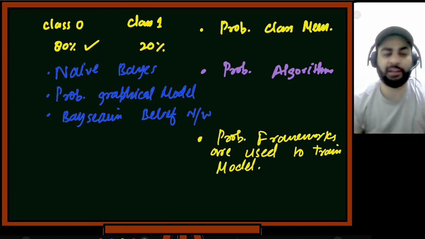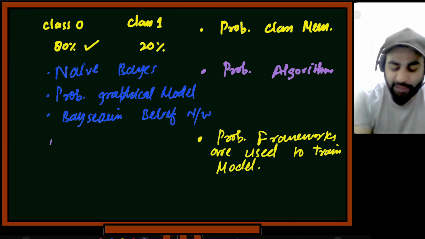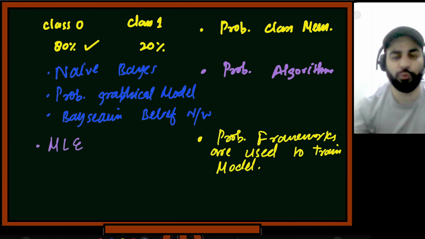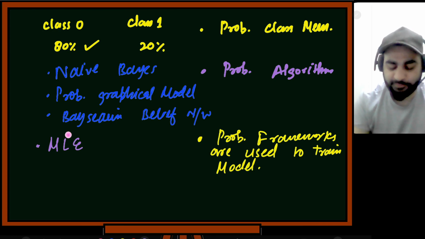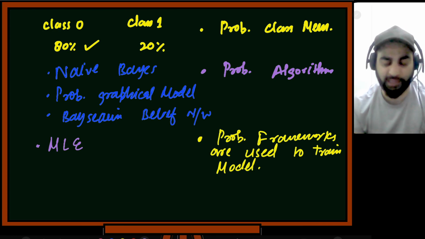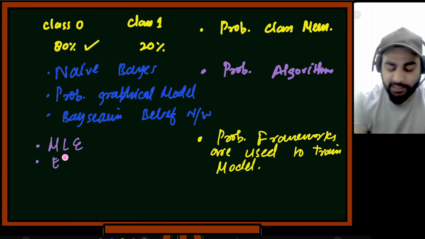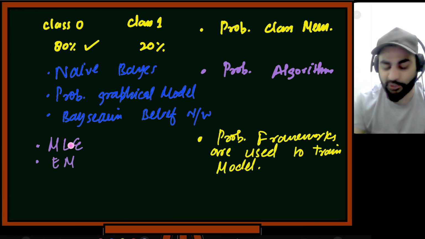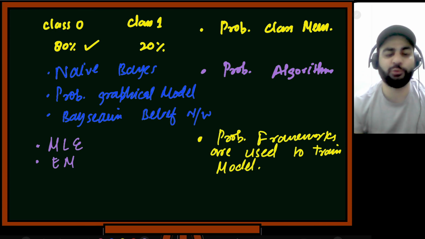So what are the different algorithms that we'll use? There is something called maximum likelihood estimation, MLE. This is one of the algorithms we'll use. This is a probabilistic algorithm: maximum likelihood estimation. And then there is the EM algorithm, the expectation maximization algorithm. All of these tools in probability are used to train the models. This is where we use probability.